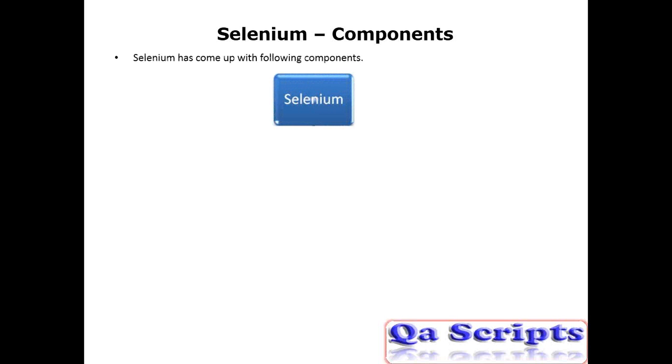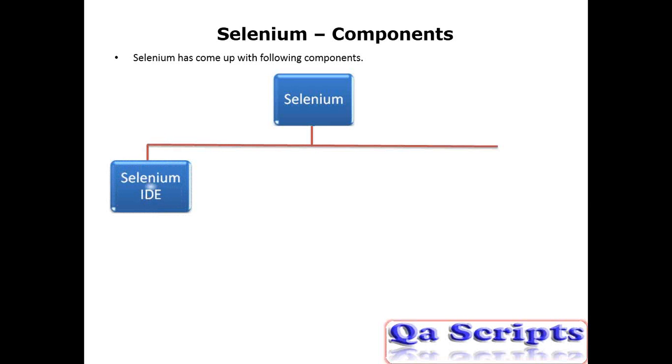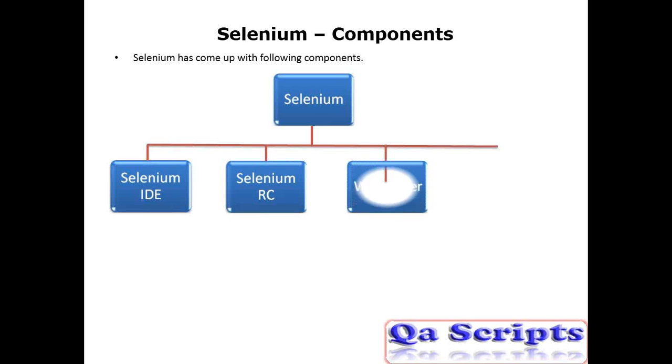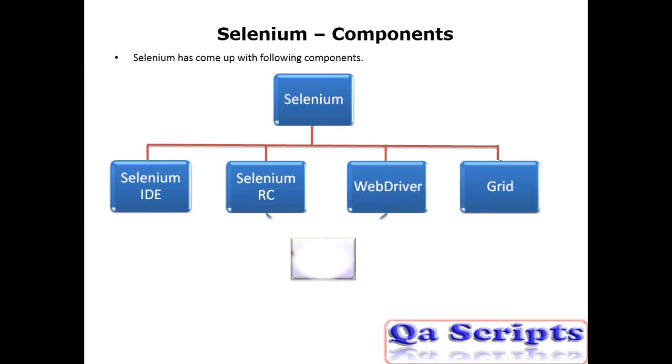Selenium, as we all know, has different components. First one is Selenium IDE. Second component is Selenium RC. RC stands for Remote Control. Third one is WebDriver. It's a separate API. And Grid. Let's see what different combinations we are going to use to make it Selenium 2 or Selenium WebDriver.